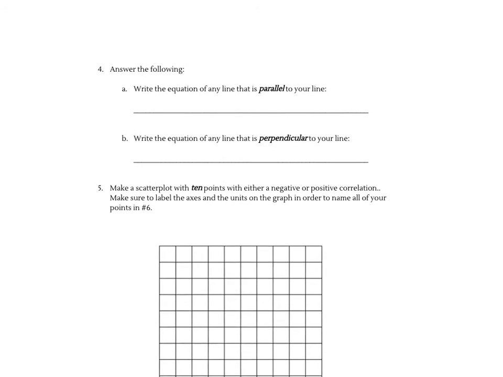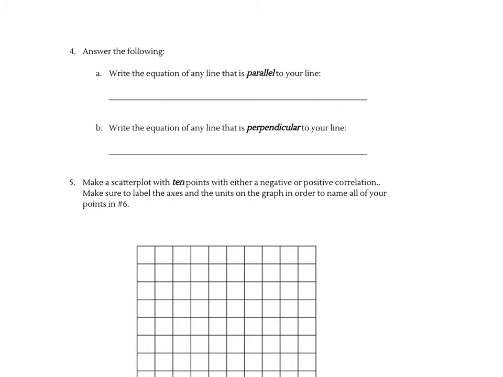For the next part of the test, answer the following. So you're going to write an equation of any line that is parallel to your line. So that line that you picked in number 2, B, use that line. Rewrite that here. Then you should have it in slope-intercept form, which should really help you with this. And how to do both of these is explained in 5.6.